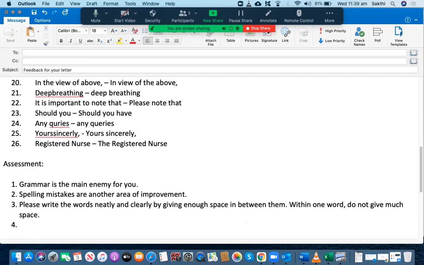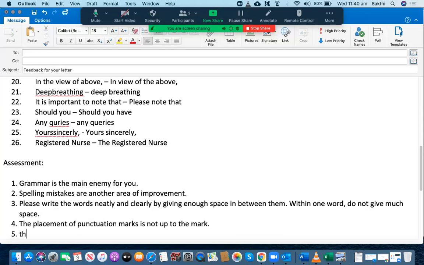The placement of punctuation marks, where you have to place the punctuation marks, is not up to the mark. It's not good. You have committed several mistakes. You didn't place the punctuation marks correctly. Sorry about that. And then the use of articles, that's another issue. Use of articles could have been better as well.